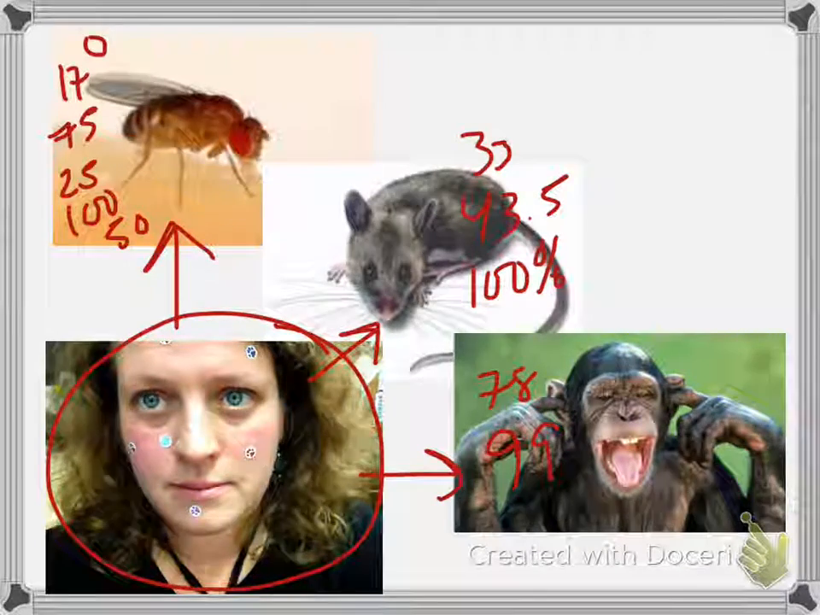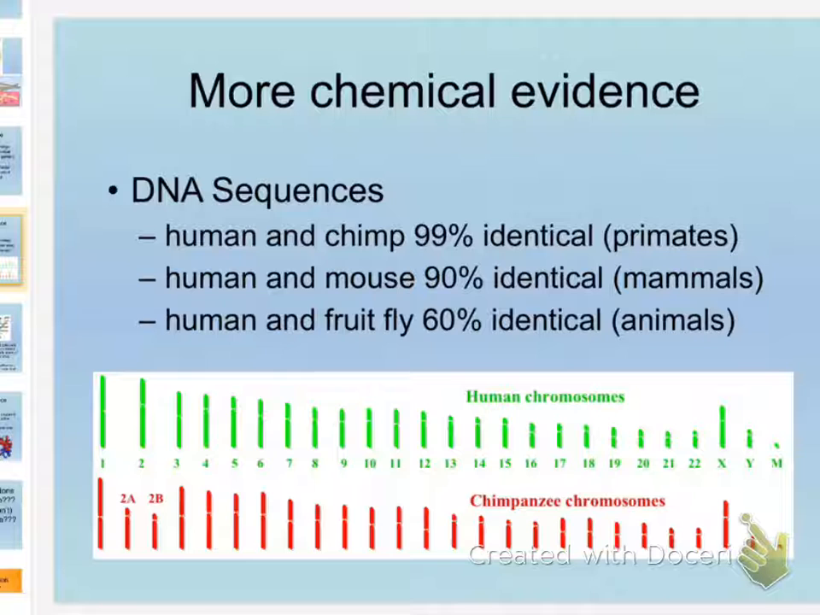So, drum roll. When you look at the DNA sequence for humans and fruit flies, you share 60% of the genes that a fruit fly has. Oh, wow. I was off. Most people think it's a lot smaller than that. You actually share 60% of the genes that a fruit fly has.